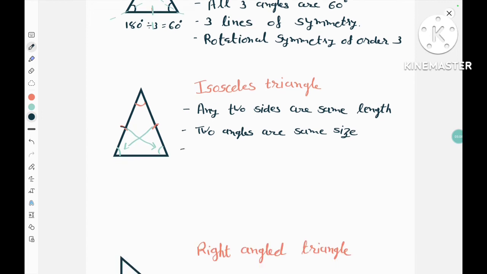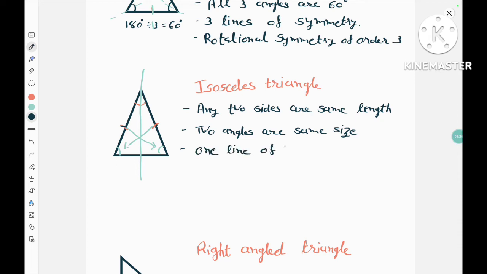Okay. Next property. How many lines of symmetry? It has only one line of symmetry, from here. You have to draw the symmetry line from the angle which is a different size. And it has only one line of symmetry.